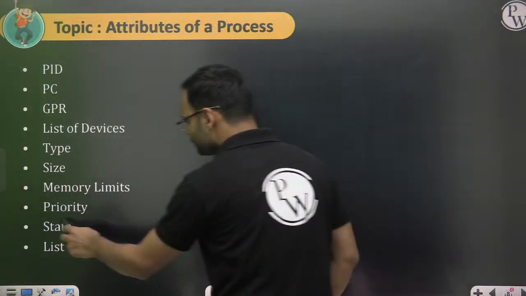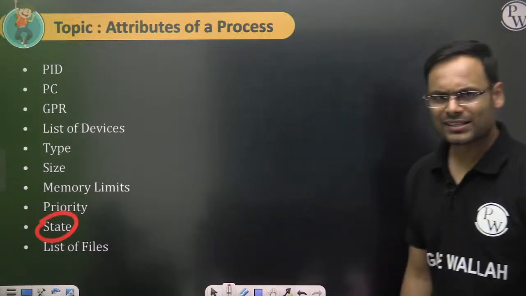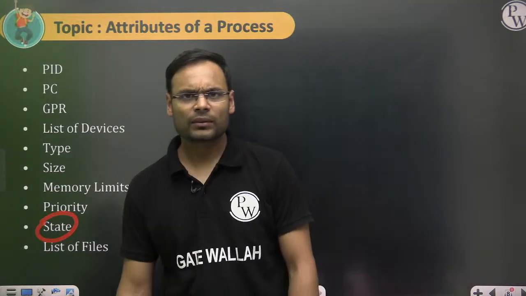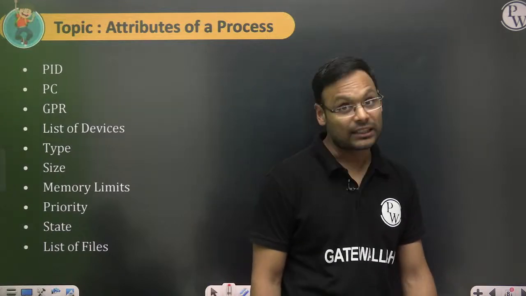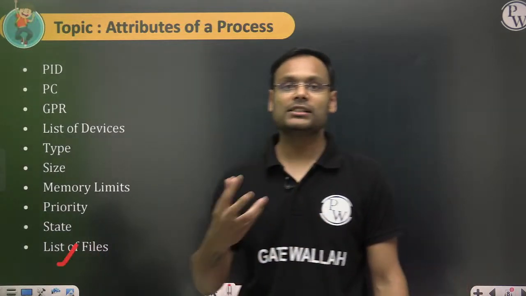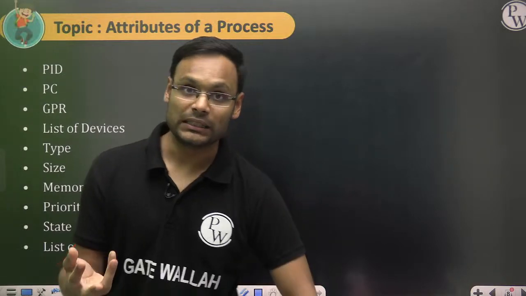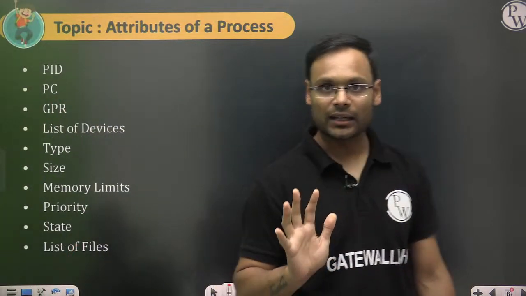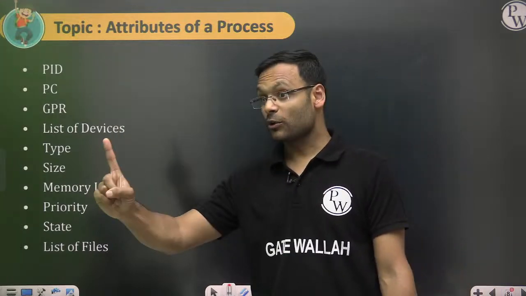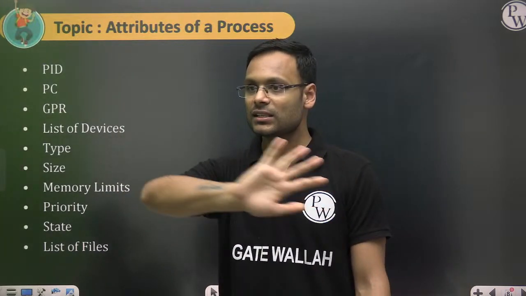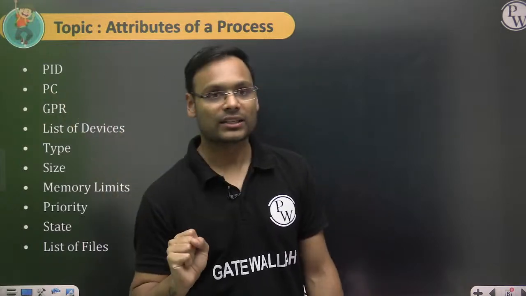Okay, state. In a few minutes, I'm talking about states. What a process does at a time defines its state. Next is the list of files. What are the files the process has already opened? Those files also, the operating system keeps the list of, so that the OS knows which files this process is opening, using what devices, where it is stored in memory, etc.